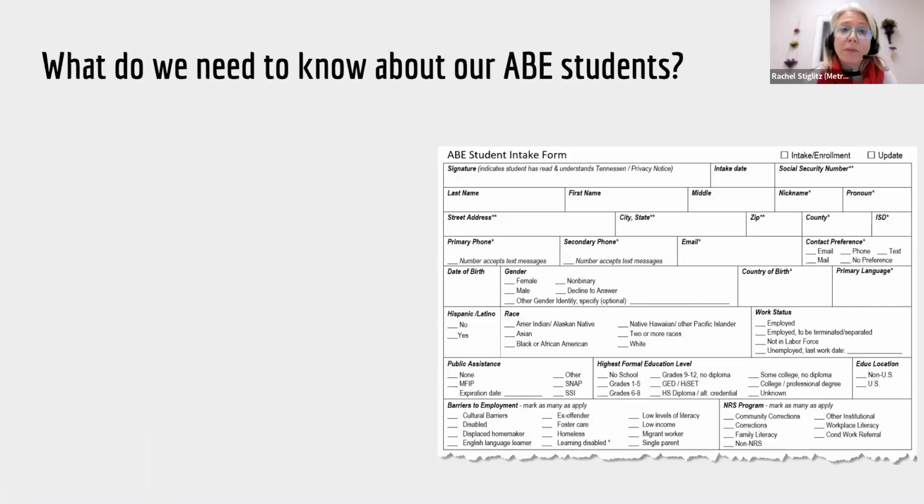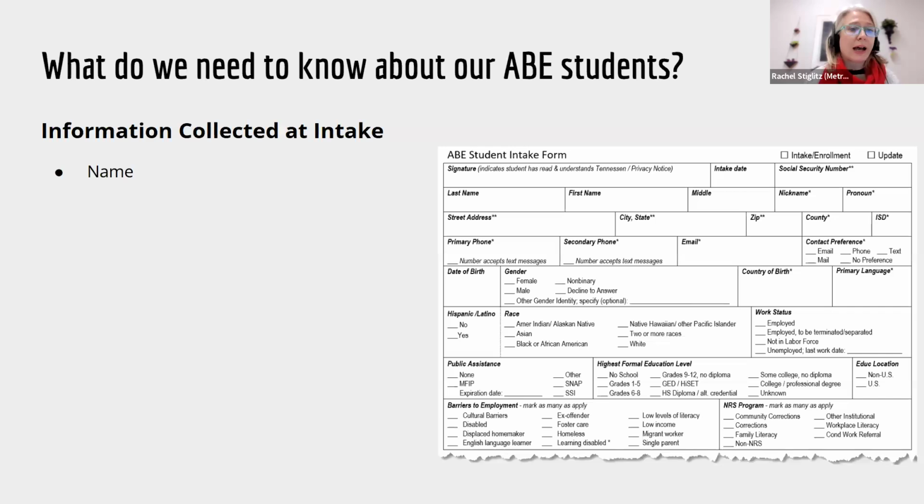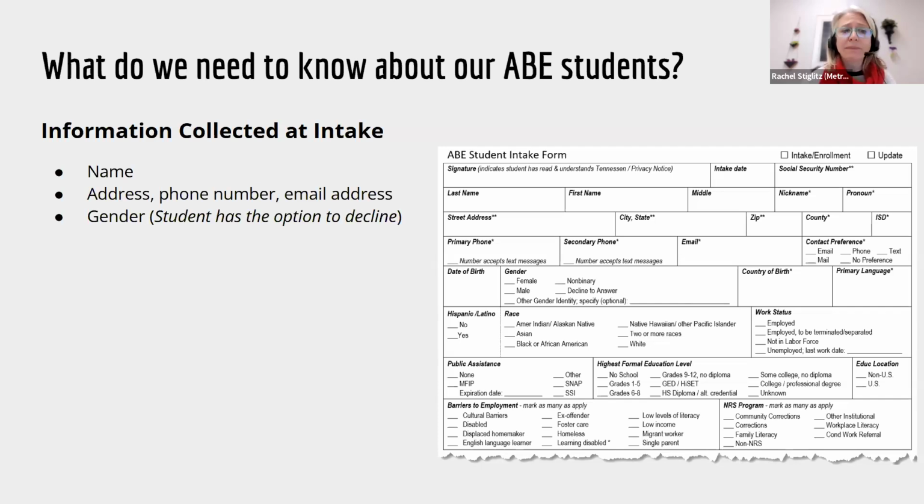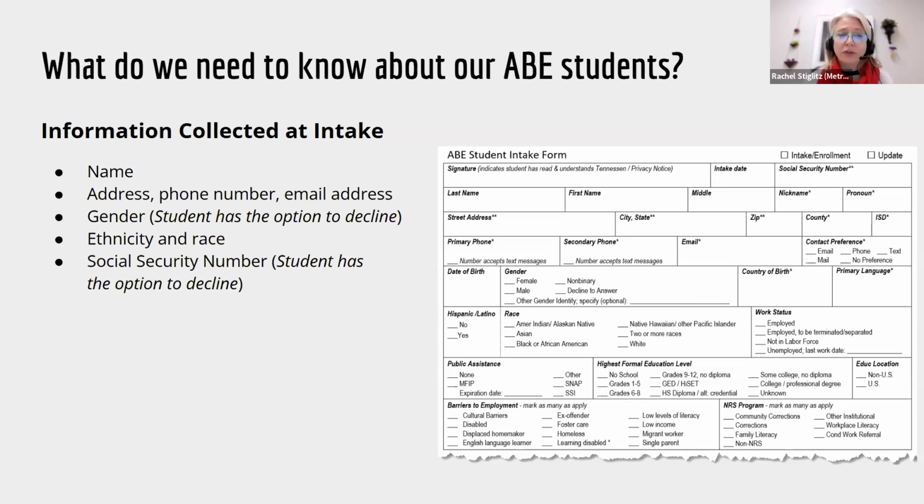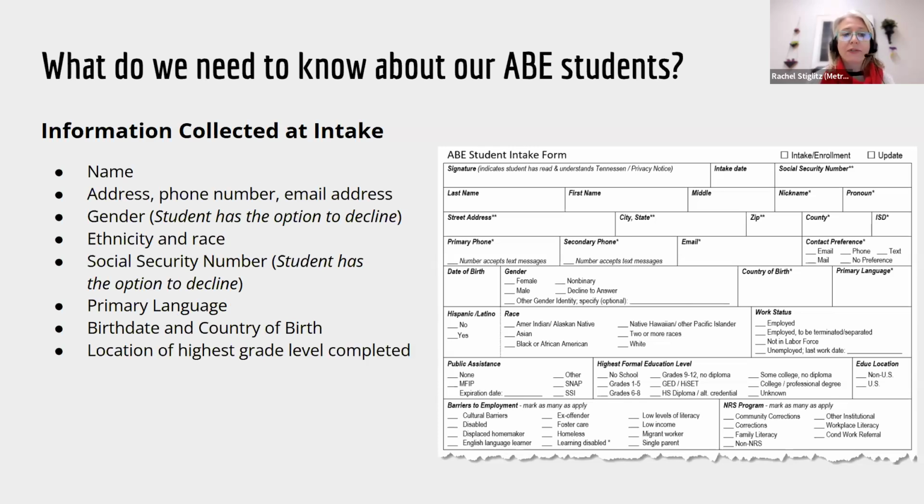So what do we need to know about our students? The information that we collect at intake, on the intake form provided by SID, and what is required is a name, address, phone number, and email address if they have these, gender, and a student has the option to decline, ethnicity and race, social security number, and again, option to decline, primary language, birth date and the country of birth, location of their highest grade level completed, employment status, and that's the labor force status, and public assistance.